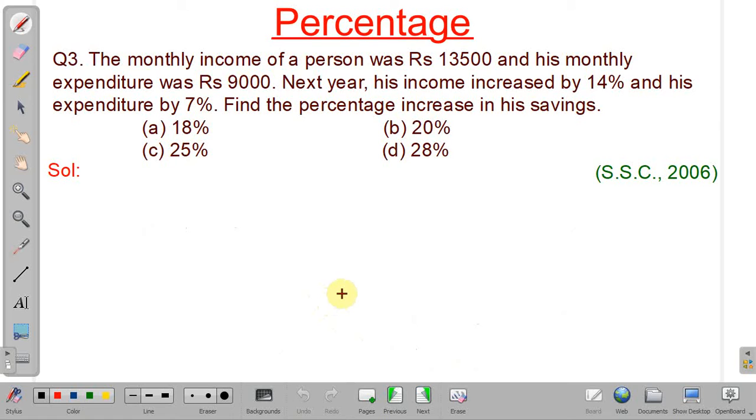See, in this problem, what is given? The monthly income of a person was 13,500, and his monthly expenditure was rupees 9,000. Next year, his income increased by 14% and his expenditure increased by 7%. So we have to find the percentage increase in the saving.